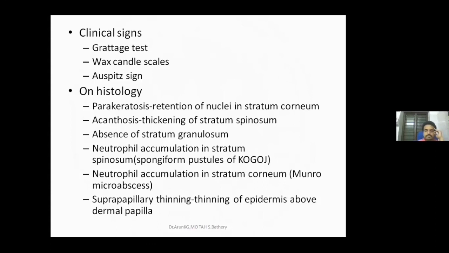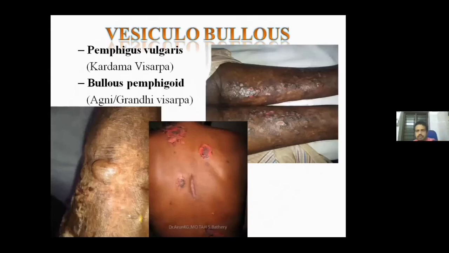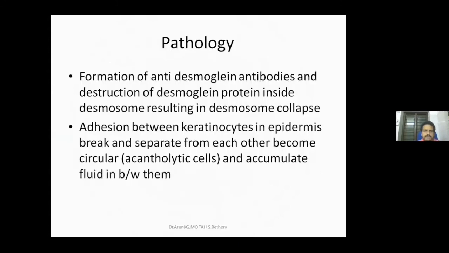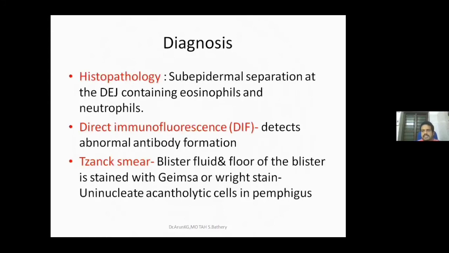Okay. And in histology, parakeratosis and acanthosis, then absence of stratum granulosum, spongiform pustules of Kogoj, all these will be evident in histology. Now coming to the vesiculobullous lesions. In that, severe conditions are pemphigus vulgaris and bullous pemphigoid. Bullous pemphigoid we usually get in our OPD. So here what happens is that the desmosomes, that is the binding agent, will collapse, and in that fluid accumulation will be there. Then bulla will generate.